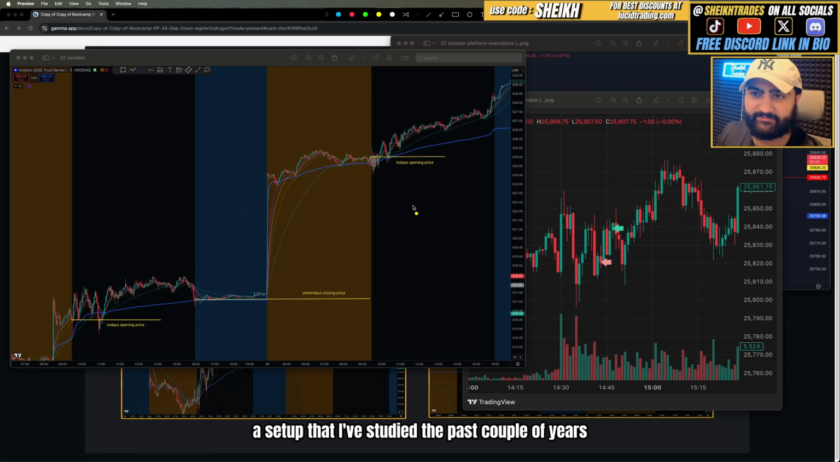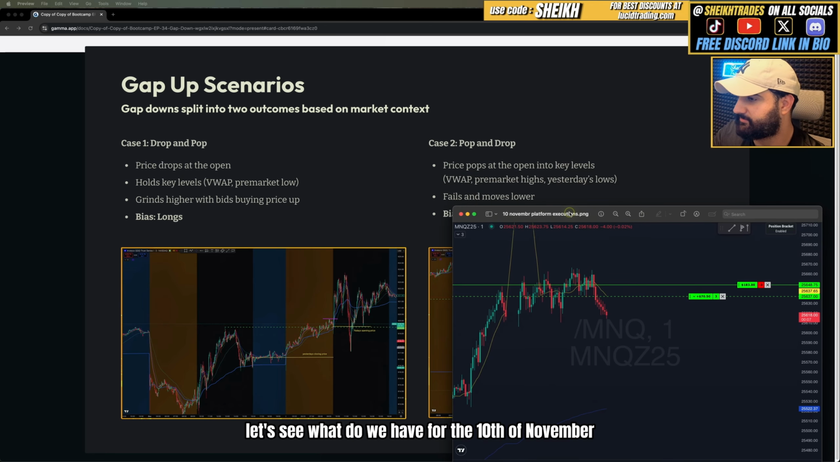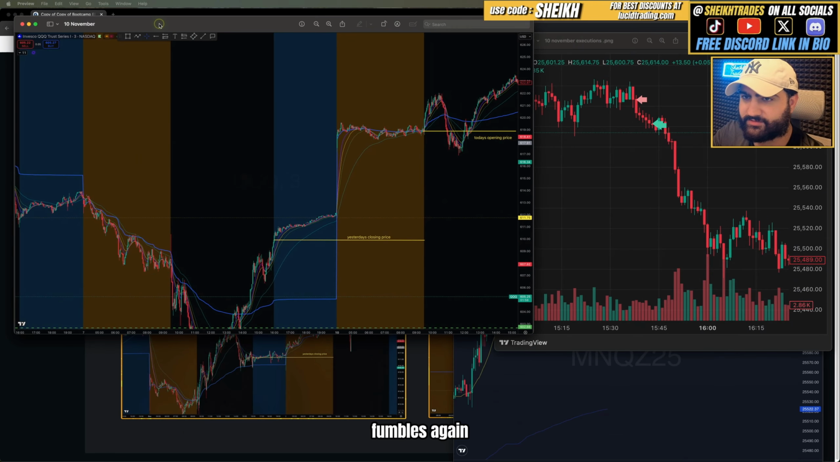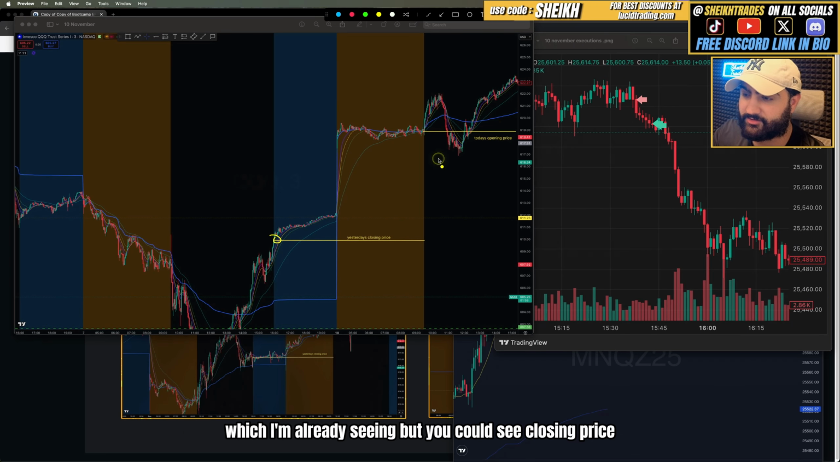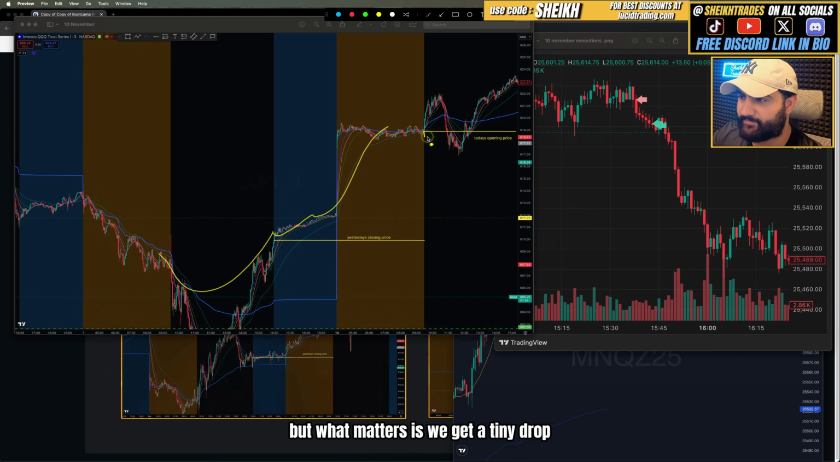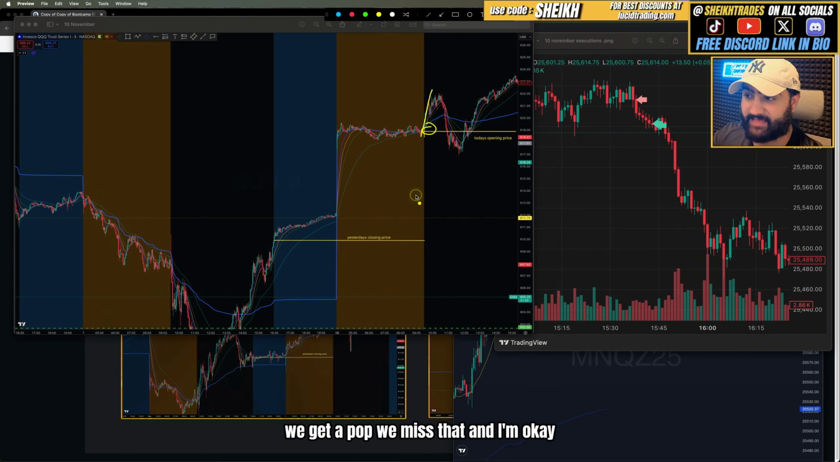Let's go into the 10th of November. Let's see. What do we have for the 10th of November? Small money again. Fumbles again, which I'm already seeing. But you could see closing price, opening price. We're very bullish. You could see that market is regaining strength. But what matters is we get a tiny drop, we get a pop. We missed that. And I'm okay not longing this, considering this massive gap up.